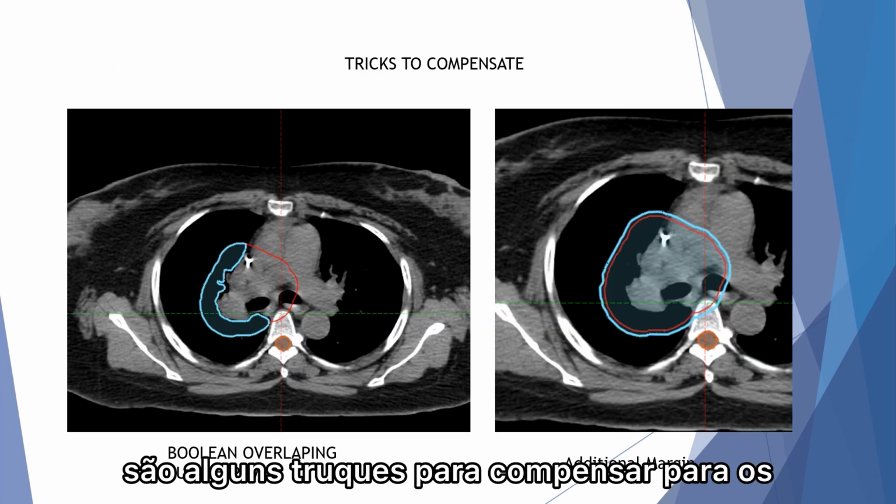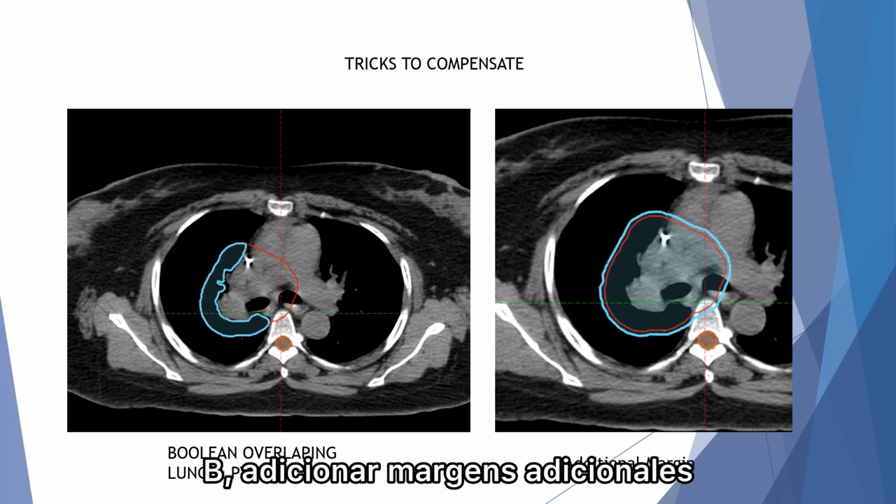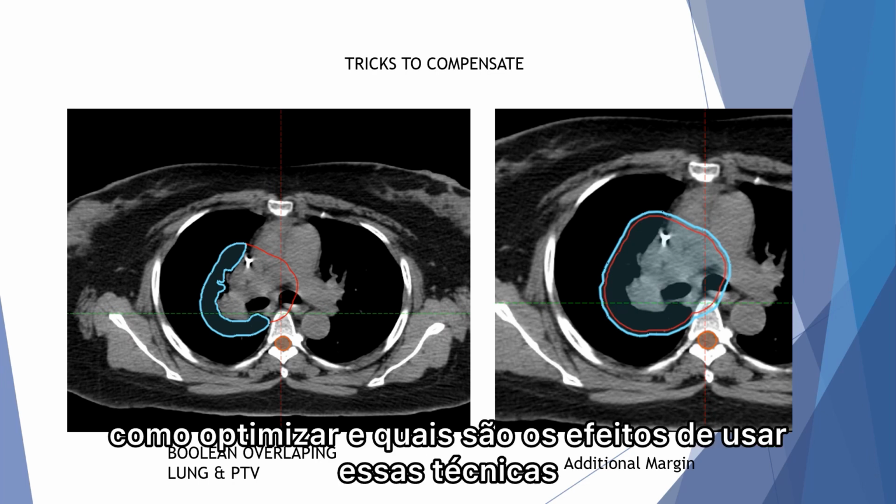Here are some tricks to compensate for treatment planners. You can either A, Boolean the overlapping lung and PTV, or B, add additional margins. I will go over how to optimize and what are the effects of using these techniques.